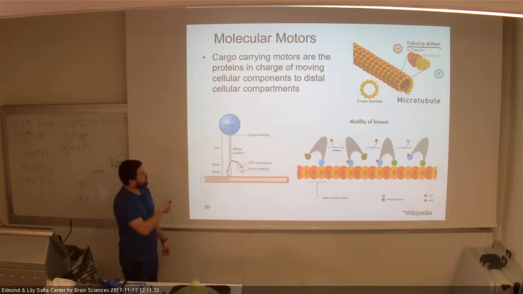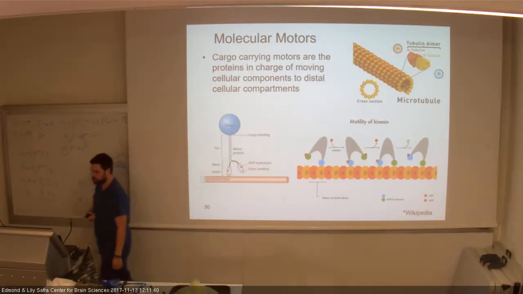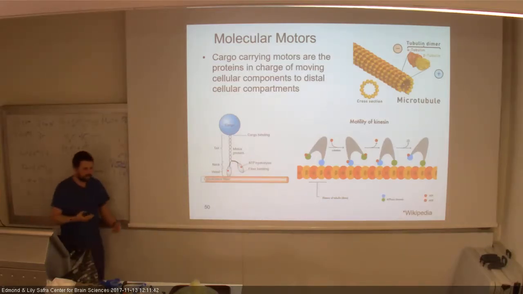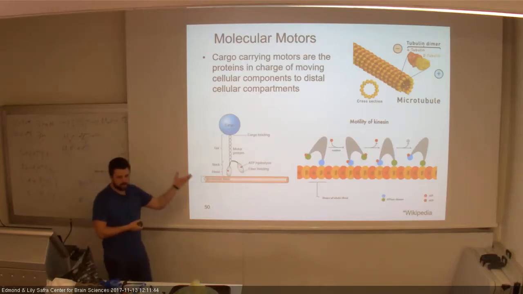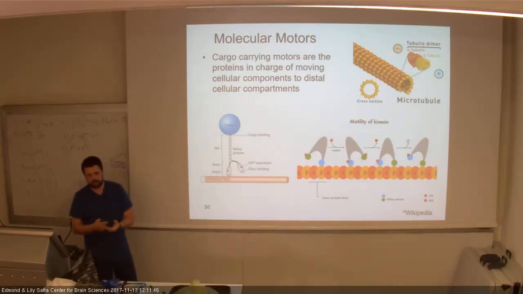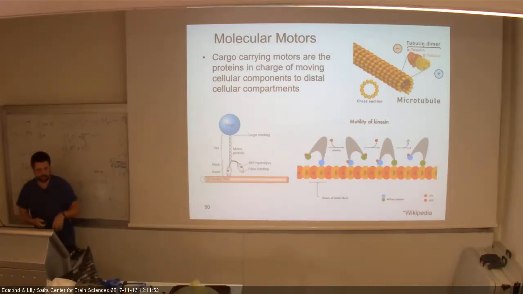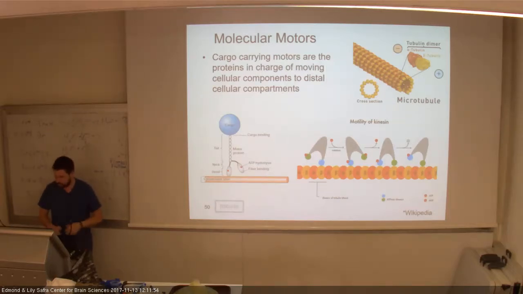This cargo protein carries large vesicles. They're actually underrepresented here; they're normally much larger than the protein itself. These vesicles or cargos can be anything. They can be proteins, RNA, or materials that the cell needs, which are shipped along this microtubule highway.